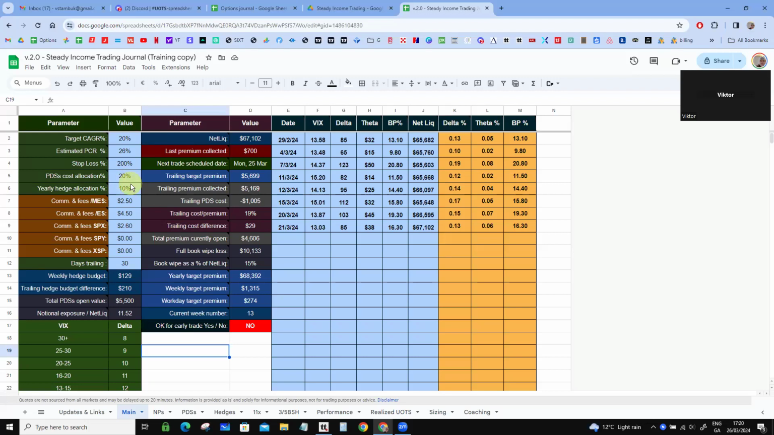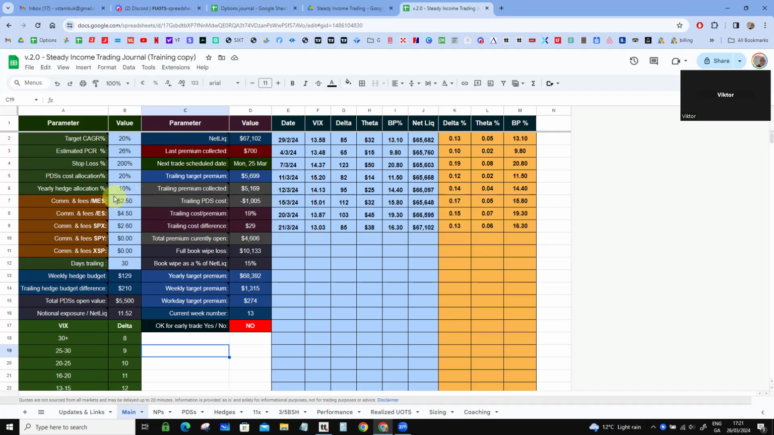And then put debit spread cost allocation. What it says is the percentage of the premium received on our naked puts that we are allocating to put debit spreads and putting on at the same time. And up to 20% is the default for the strategy. You shouldn't change that, because that would change other things as well. So it would no longer be the same strategy. So 20% is what's there.